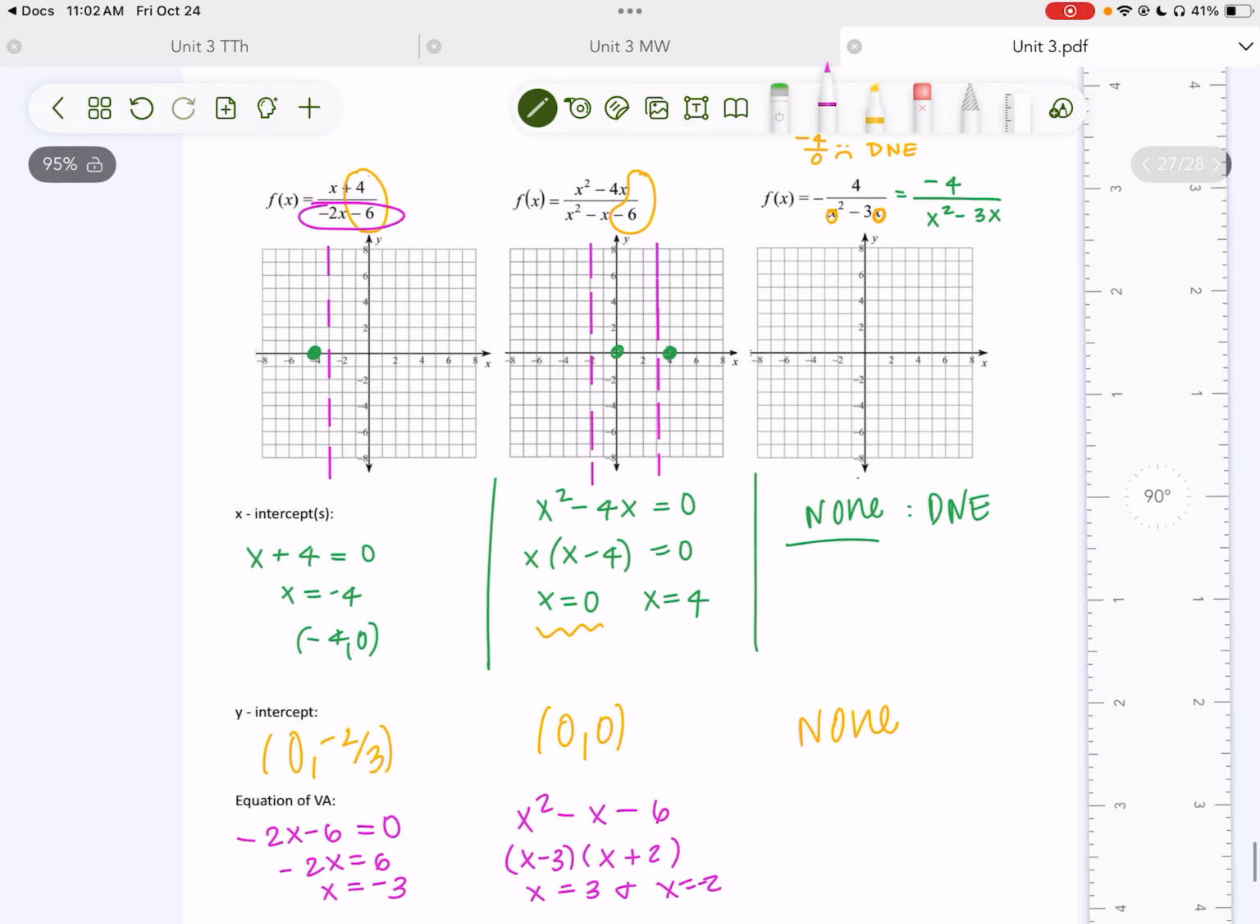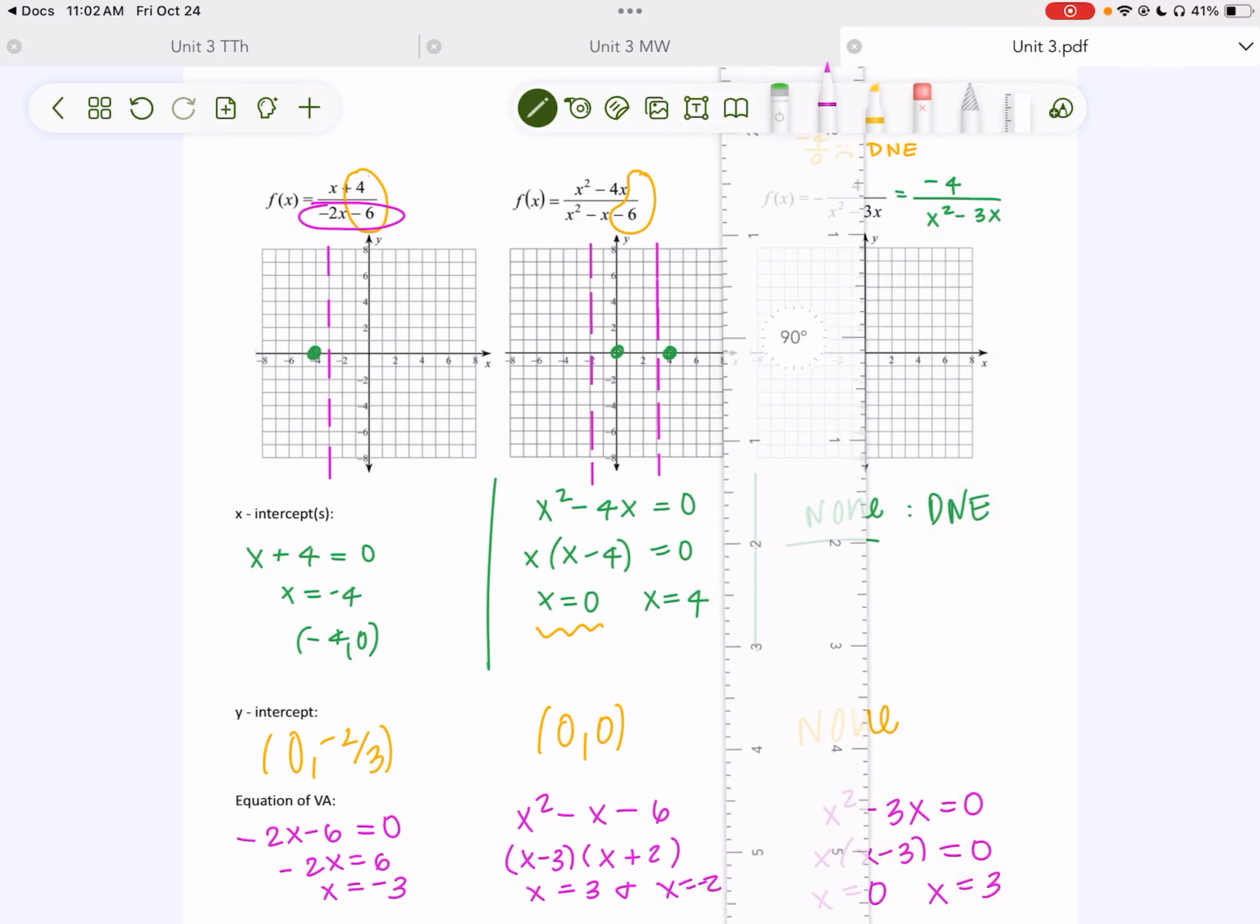And then for this one, let me erase this so I can see what that says. X squared minus 3x equals 0. Factor out an x. So we have two asymptotes at 0 and at 3. So we'll plot those.